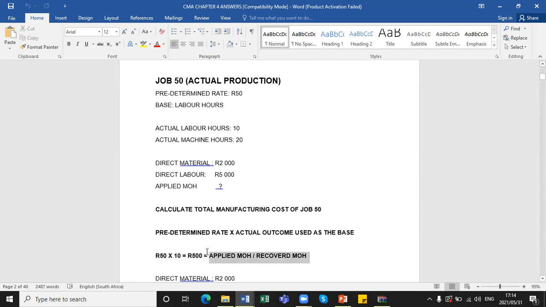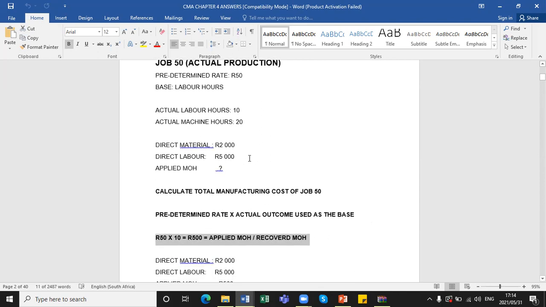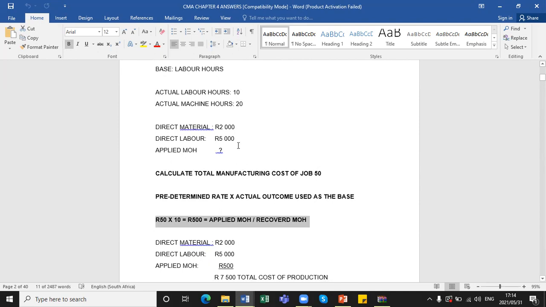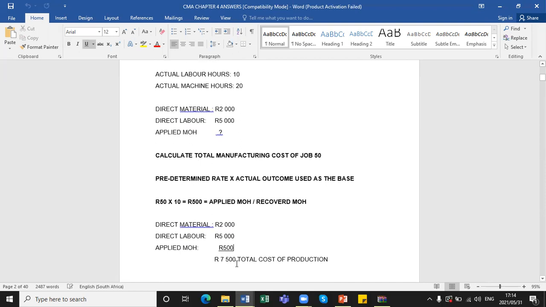There's my applied overheads. Now to calculate cost of production, I take my direct material, which was 2,000, plus my direct labor, which was 5,000, and my applied overheads. Now I can calculate cost of production.